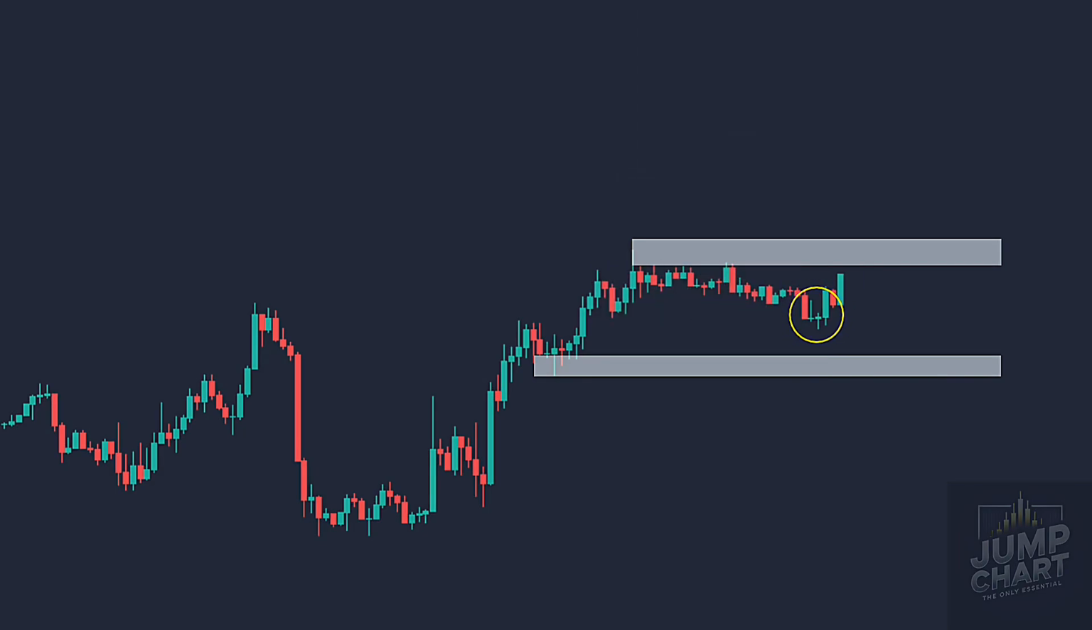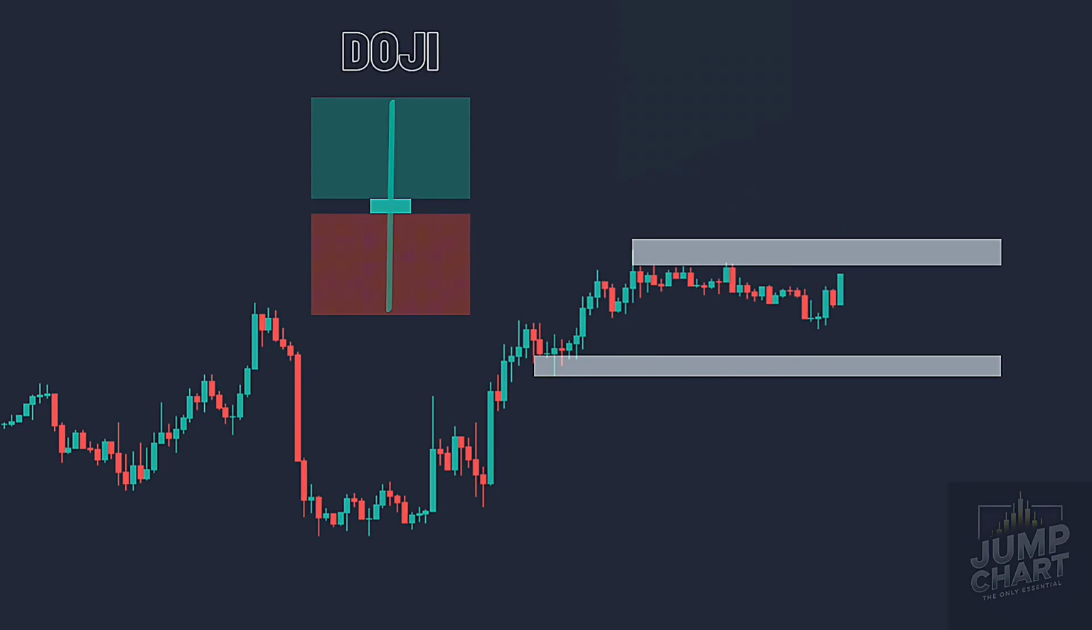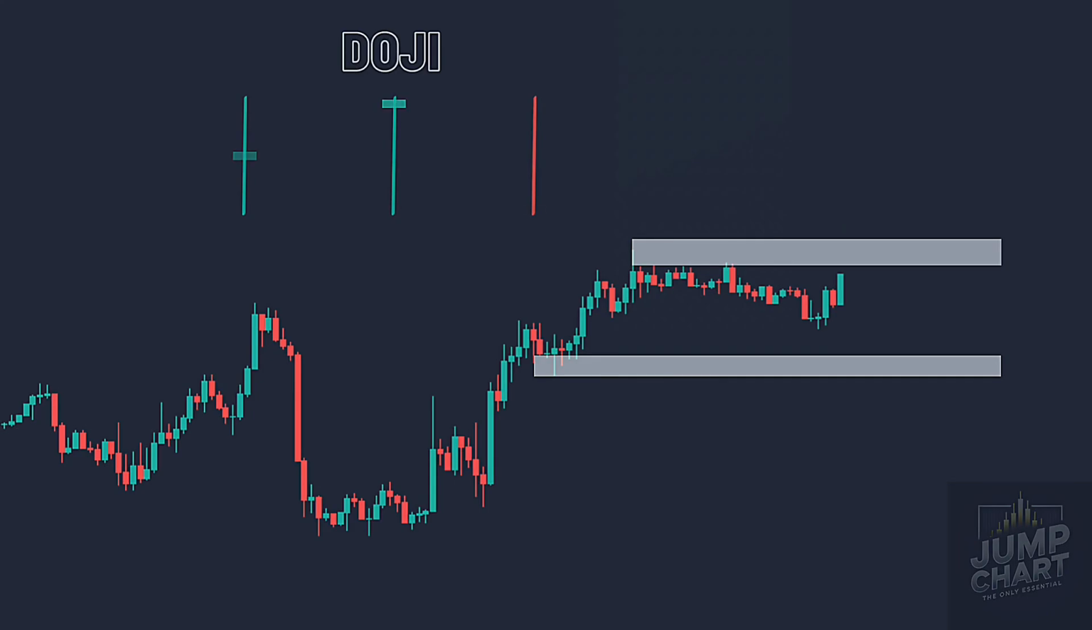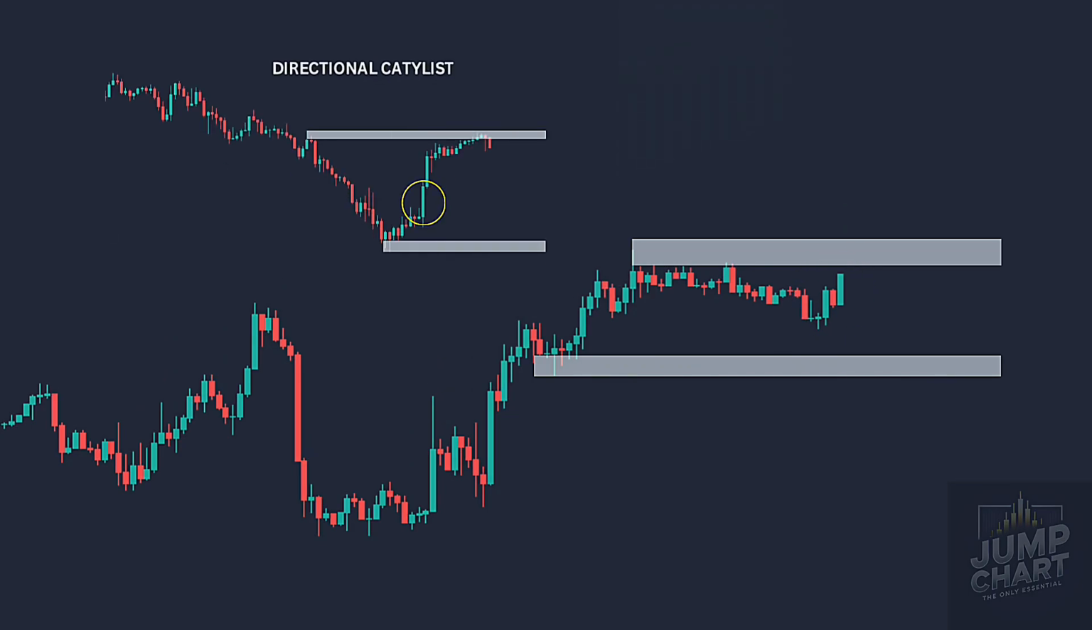We spot a doji candle near the current price and highlight it. A doji shows further market indecision, a moment where neither buyers nor sellers are in full control, and often comes just before a breakout. Next to that candle, we get a strong green candle with a large body. This is an example of our directional catalyst candles and a clear sign of momentum building.